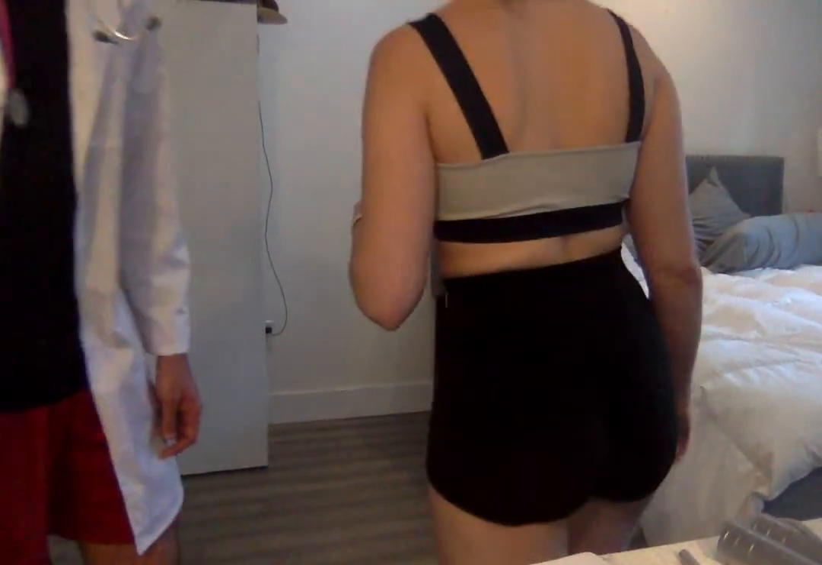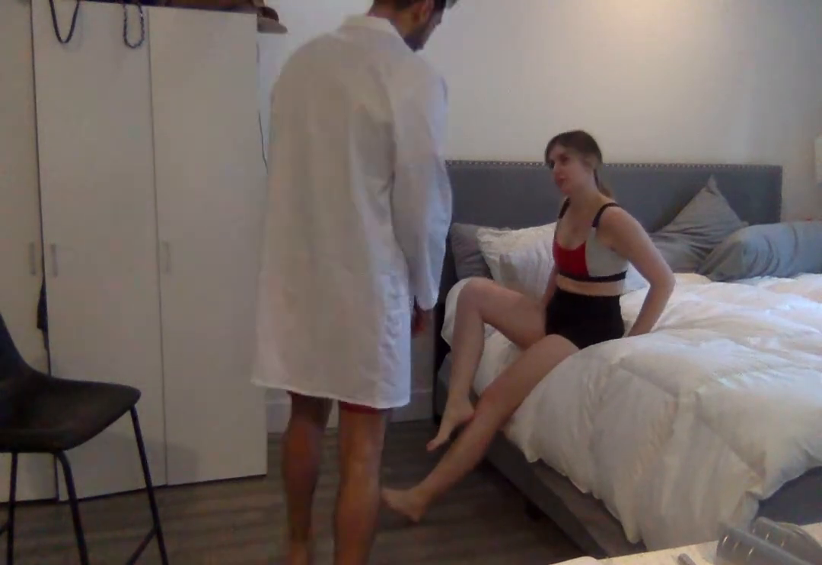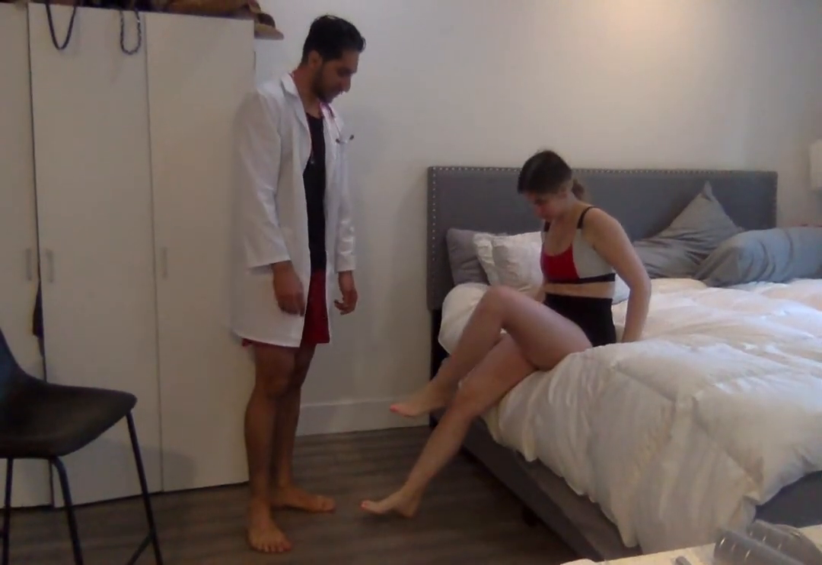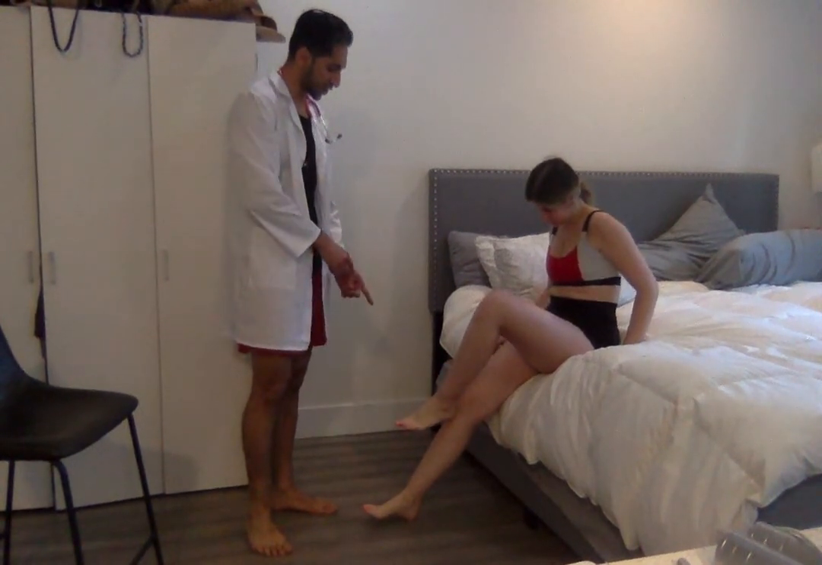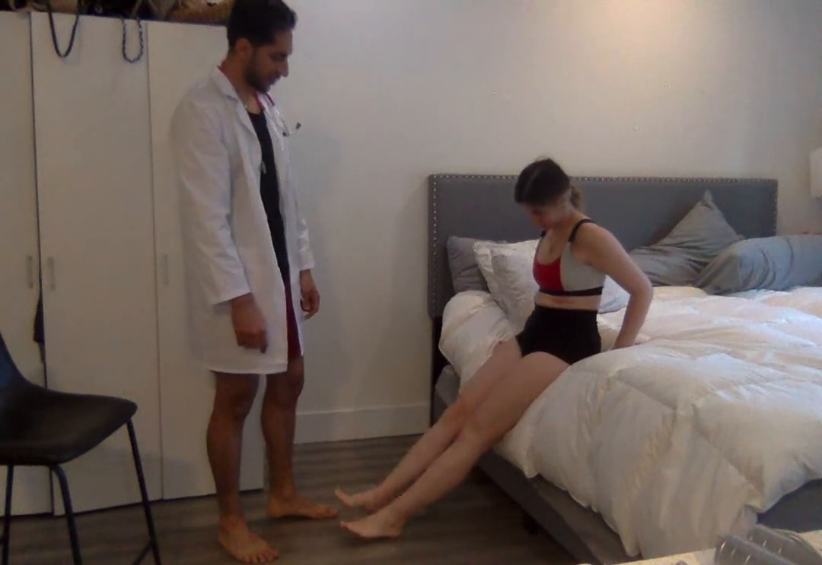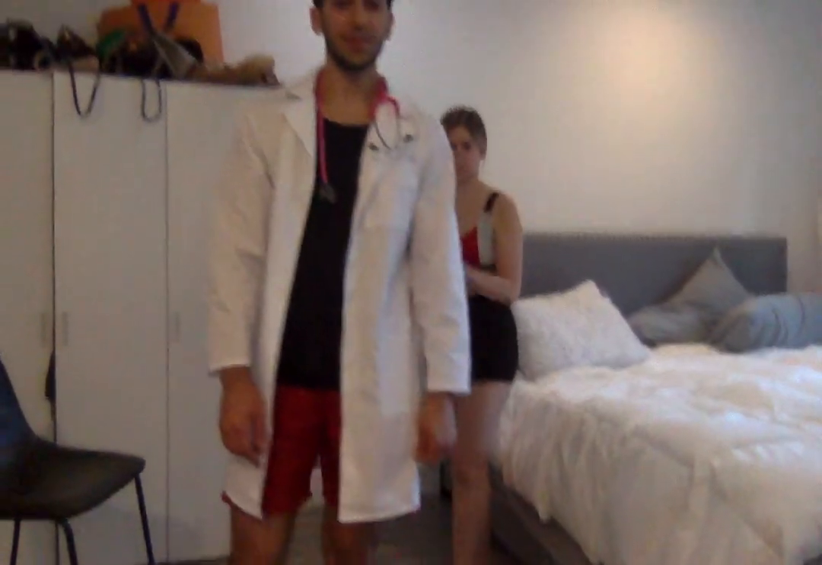So finally, we'll do the heel to shin test. So you're going to put your left heel on your right shin and put it down. Okay, the other one. Very good. So the patient was able to do all of that without any complications. And that concludes our assessment today.